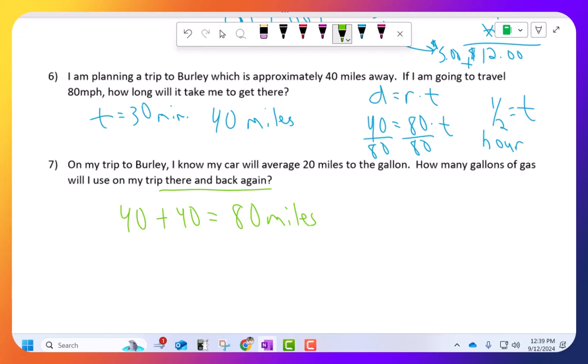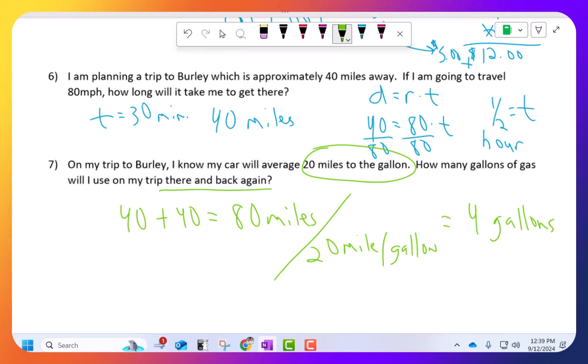So if I'm averaging 20 miles to the gallon, I take 80 miles divided by 20 miles per gallon. Well, 80 divided by 20 is going to be 4 gallons. So I'm going to be using 4 gallons of gas to get to Burley and back.